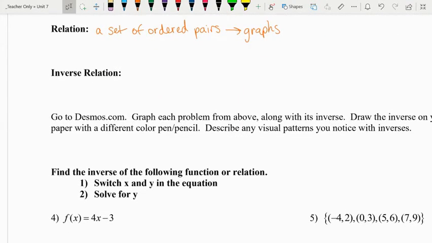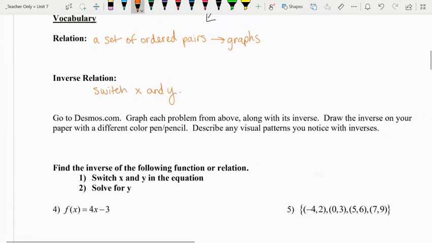But relations, we're really going to focus on just actual ordered pairs a lot of the time, but not all the time. The big vocab from today is an inverse relation, and that's basically when you switch x and y. And we will talk about that on the graph above as well.